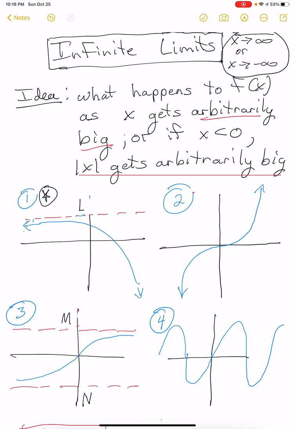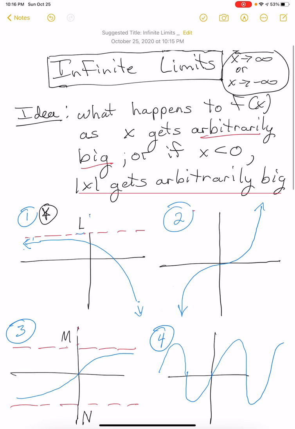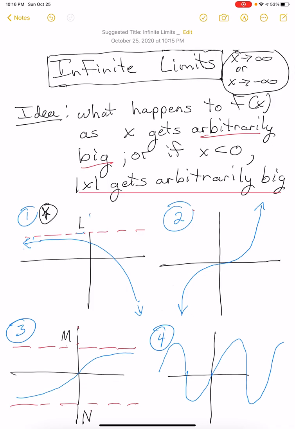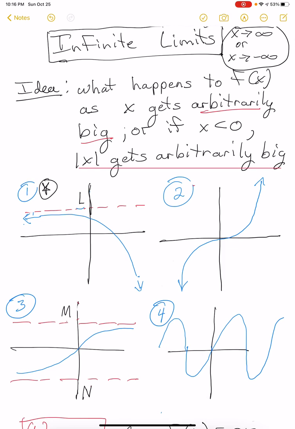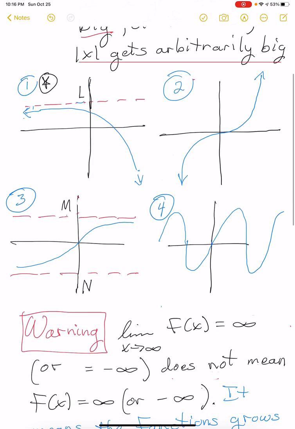In the other direction, though, it seems to be doing something different. I put in the dashed line at L for a reason. What you see there is that the function seems to want to get closer and closer to the value L, but it doesn't actually ever touch it. So you may be familiar that this is a horizontal asymptote. You can see there's now a connection between infinite limits and what a horizontal asymptote is.